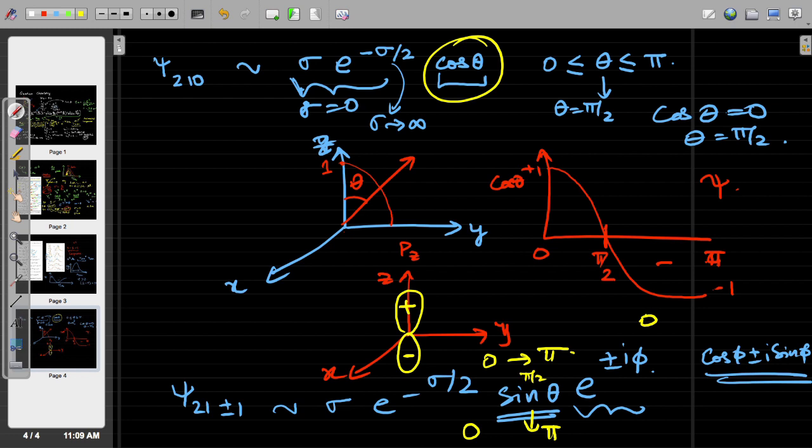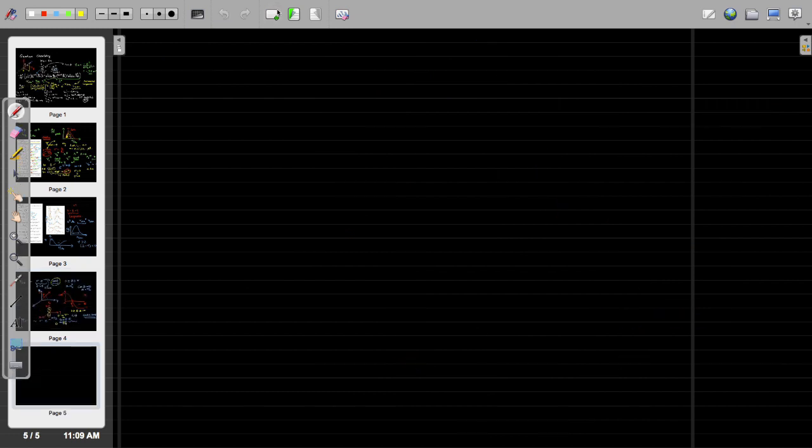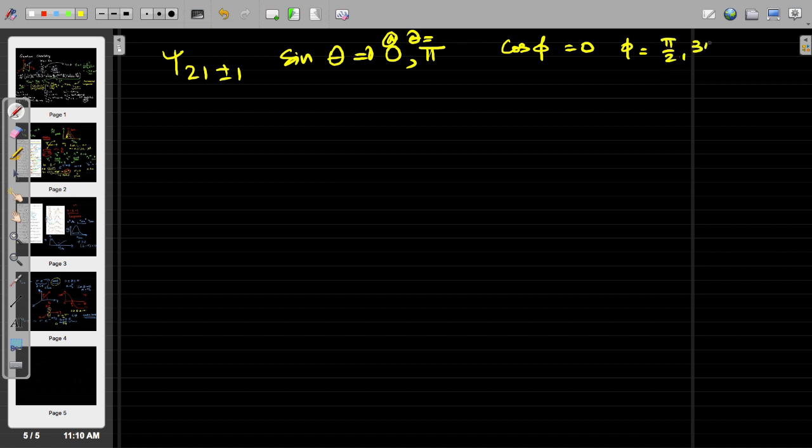On the other hand, phi goes between 0 to 2 pi. When both of these are put together, you get the dependence of psi 2,1,±1, where sine theta is equal to 0 at theta equal to 0 and pi, and the cos phi part will be equal to 0 when phi is equal to pi by 2 or 3 pi by 2, and the sine phi part will be equal to 0 at phi equal to 0 and pi.